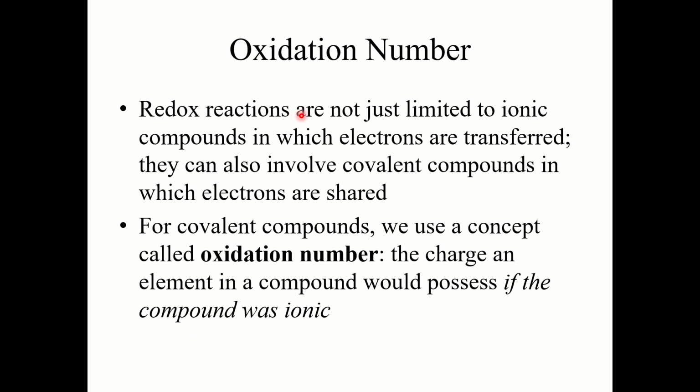All right, let's talk about oxidation number. This is fairly similar to formal charges, if you recall when we talked about formal charges in chapter 4. Redox reactions are not just limited to ionic compounds in which electrons are transferred. They can also involve covalent compounds in which electrons are shared. So for covalent compounds, we use a concept called oxidation number. This is a charge an element in a compound would possess if that compound was ionic.